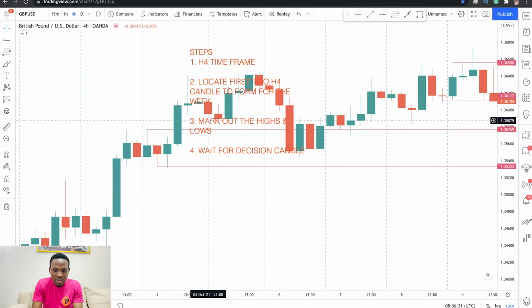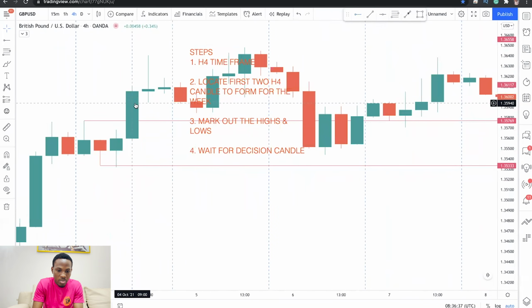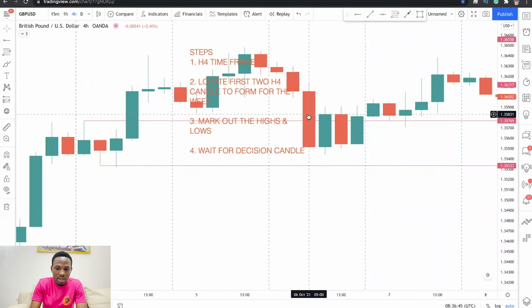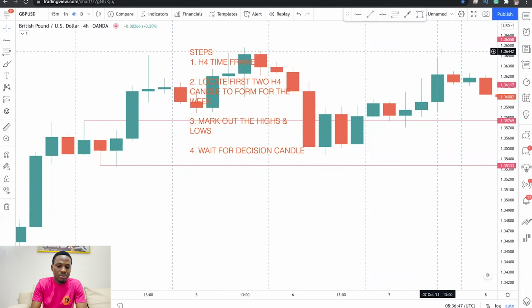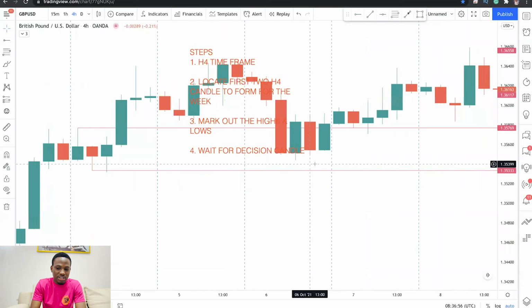So we've located the highest point and the lowest point. Then the fourth thing is we wait for the decision candle. The decision candle is obviously this guy right here. This guy broke out to the upside, so hence we are going to be having more buys for the week. Anytime price retests the high, price is going to rally to the upside. Or if it retests this lowest point, it's also going to rally to the upside. So this is a retest point, and this is also a retest point. That's how it basically works.